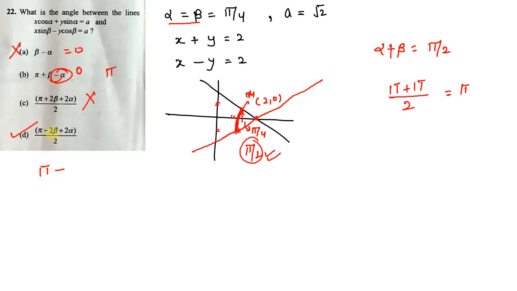Pi minus 2 alpha plus 2 beta, sorry, pi minus 2 beta plus 2 alpha, so 2 beta is pi by 2, plus 2 alpha is also pi by 2, so this is cancelled out, and upon 2, which gives us pi by 2, which is equal to pi by 2. So option number D is our answer. We can simplify this problem by taking any value of alpha, beta and a.